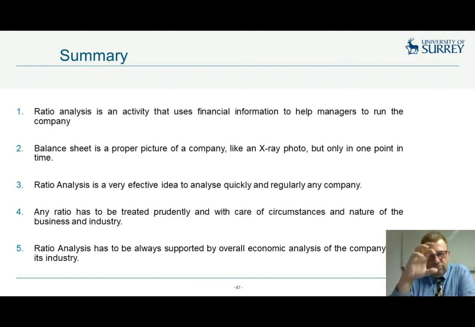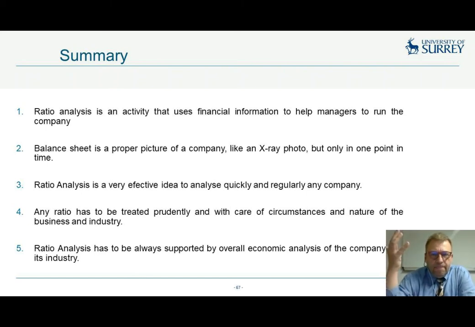So, a brief summary of what we have done with ratios. Brief, just in a bullet. Ratio analysis is an activity that uses financial information to help managers run the company. Yes, these are the indications. These are just some figures, just some numbers. And when you know how to interpret them, you know basically how to run the company.